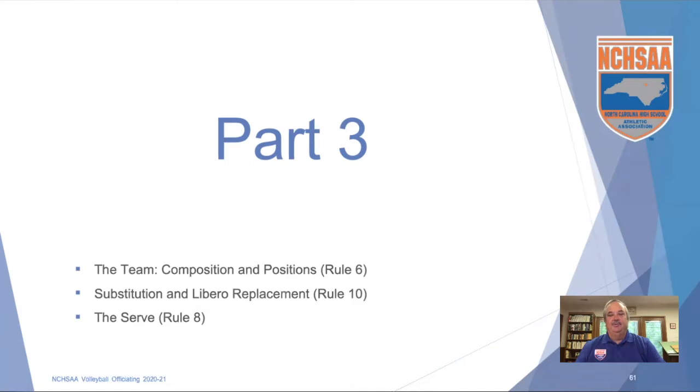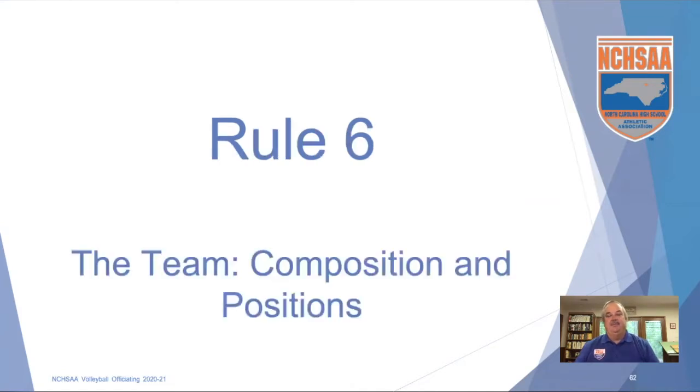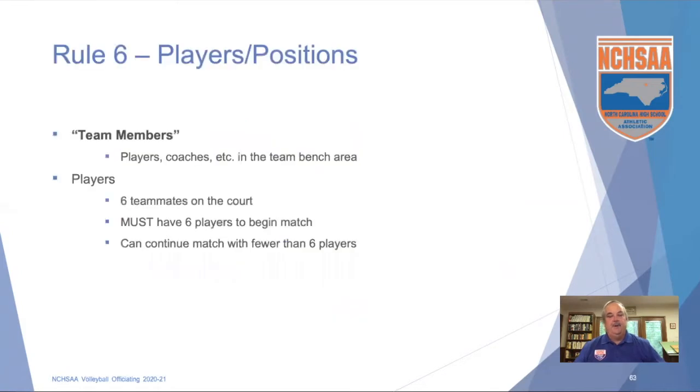So starting with rule 6, that's the team composition and the positions on the court. Terminology-wise, team members will be considered everyone in the bench area. That's the coaches, players, the statisticians, assistant coaches, anyone associated with the team in the bench area. That's important in case of interference, as a team member could not interfere with their own teammate, while someone like a person from the press could.